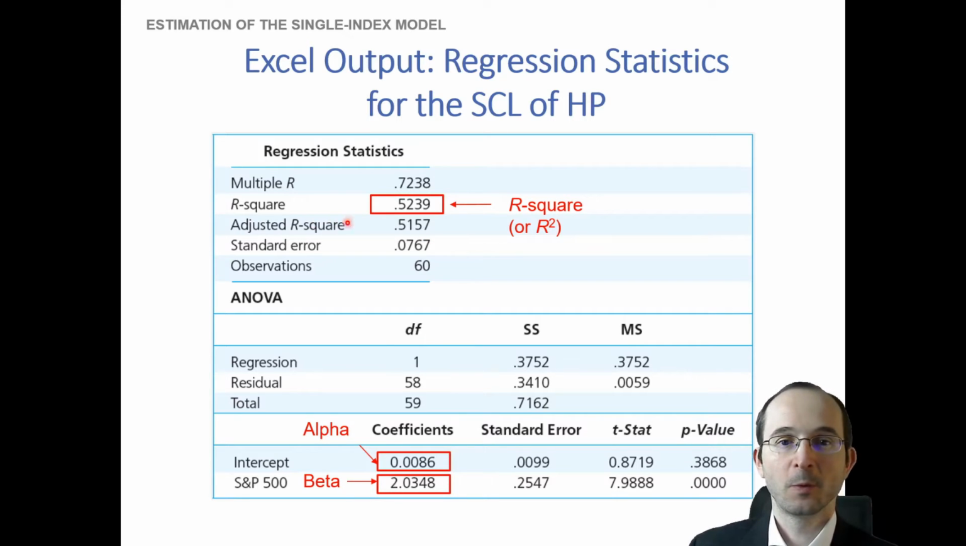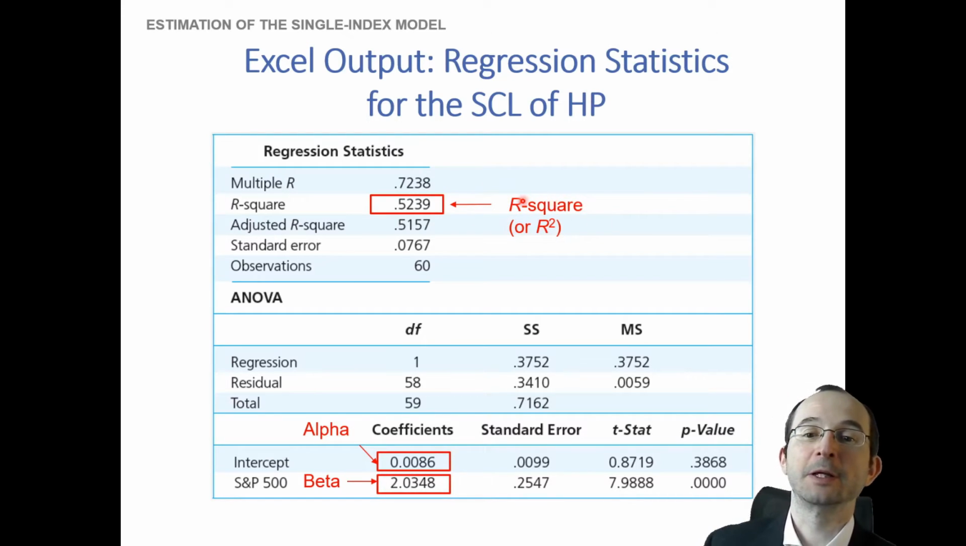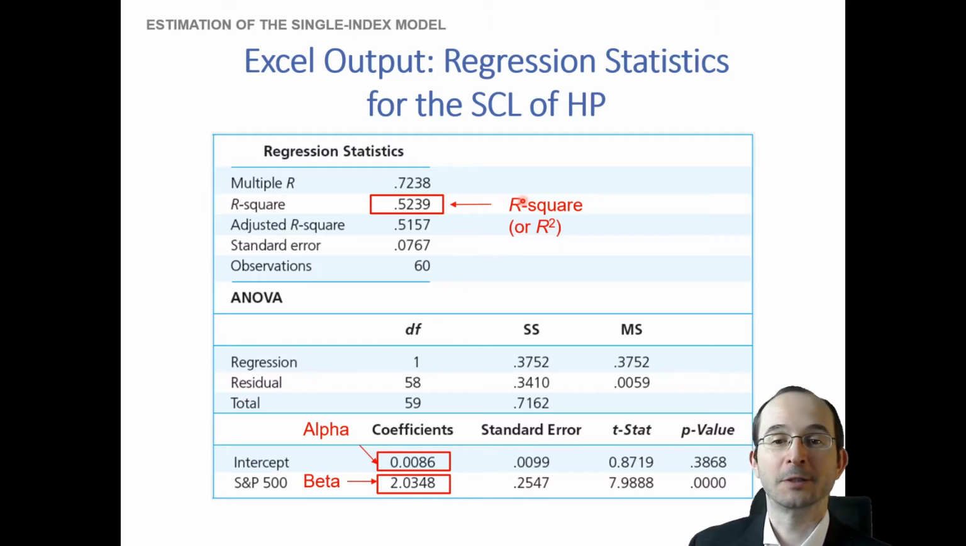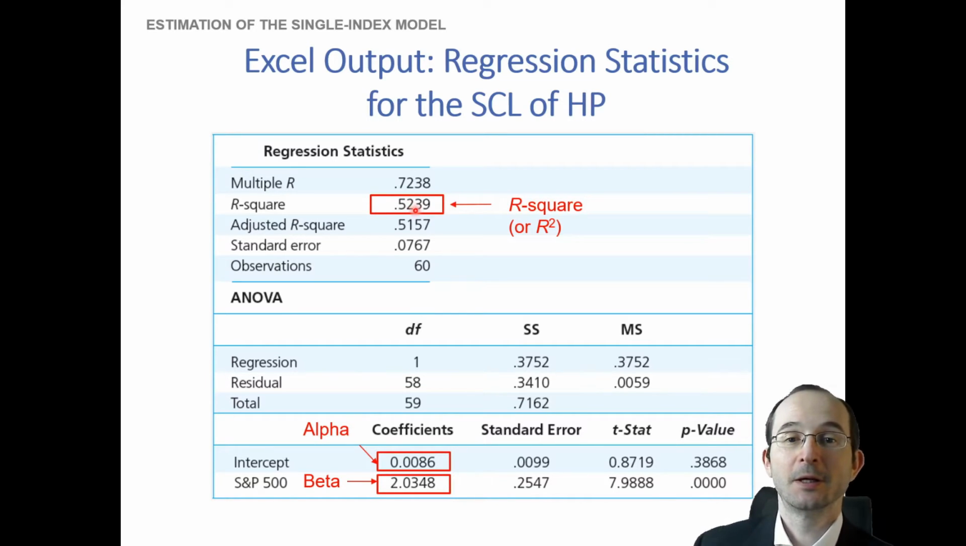First of all, what's our bottom line quality of fit? That's described by the R-square. How much of the variation in HP returns do we explain? If we look at the market portfolio in terms of the S&P 500 index, we see it explains about 52% of the variation in HP's returns, which is good but not great. There's still a lot more going on with HP, but that could be because HP has just higher firm-specific error, firm-specific risk.